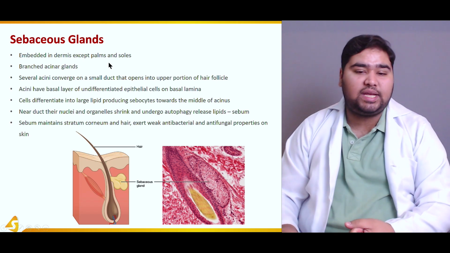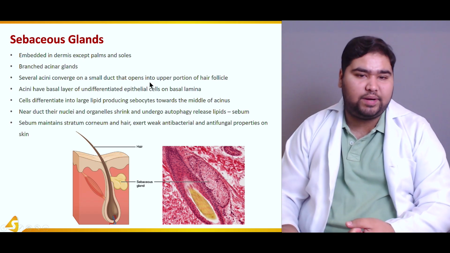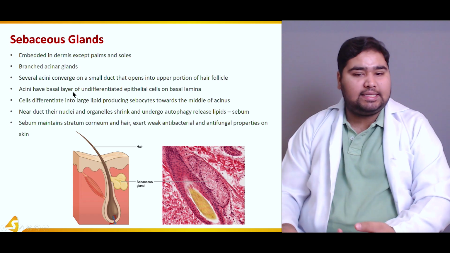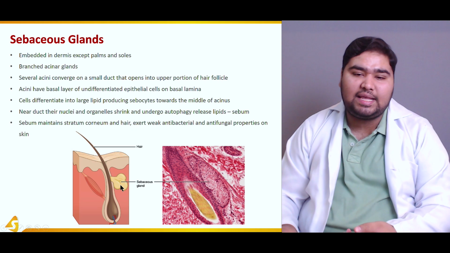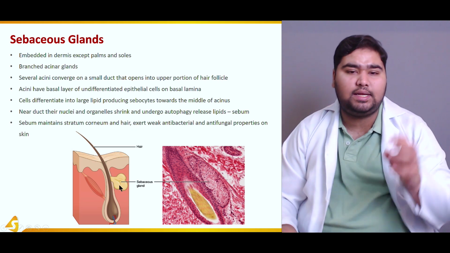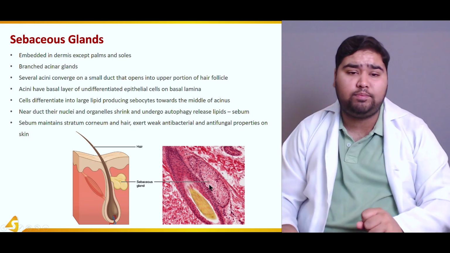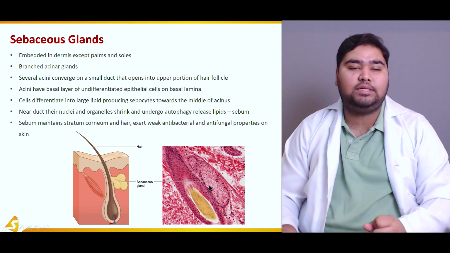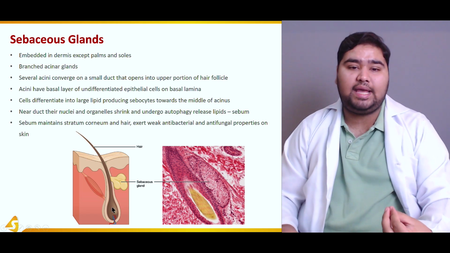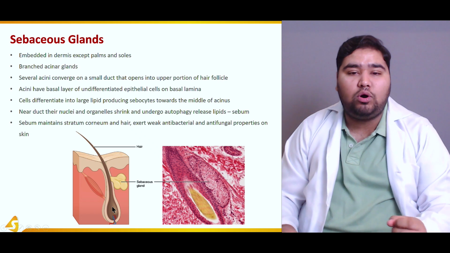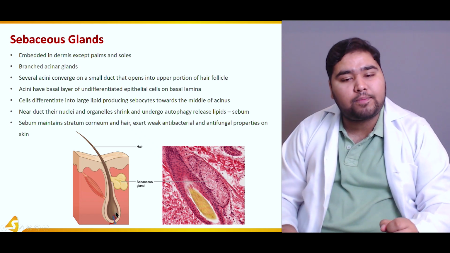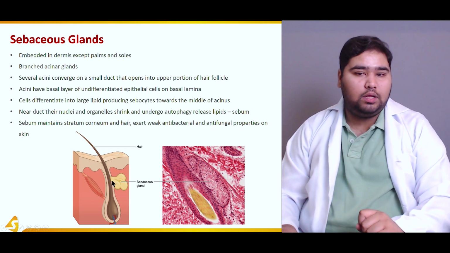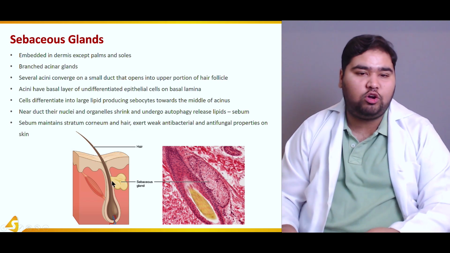They're branched acinar glands. You can see the branches. There are several acini. Acini are small structures, the individual structures which are responsible for the glandular activity. They're composed of several acini which converge on a small duct that opens into the upper portion of the hair follicle. They're always associated with the hair follicle.